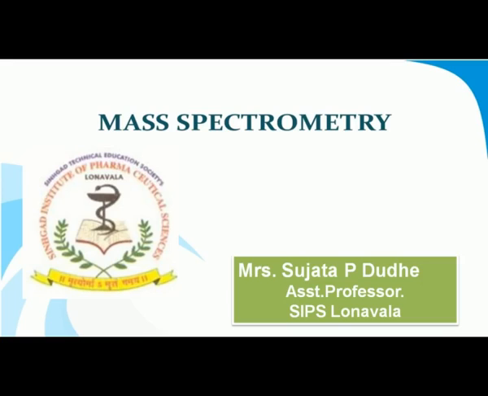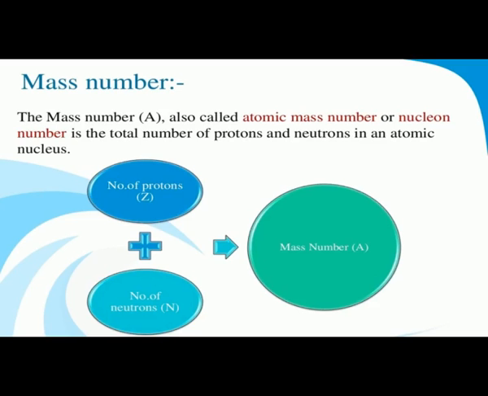Today we will discuss mass spectrometry. The name itself indicates it is dealing with mass. First of all, we will see what mass number means. It is the sum of, or the total number of, protons and neutrons present in an atom. It is indicated by the letter A. The atomic mass number is also called the nucleon number.